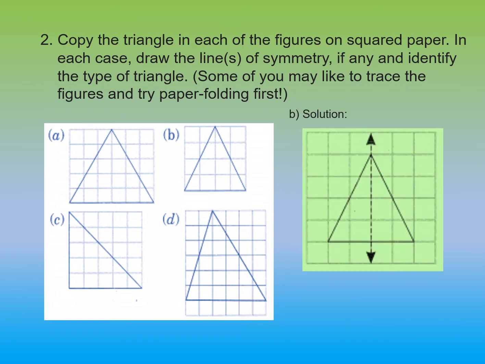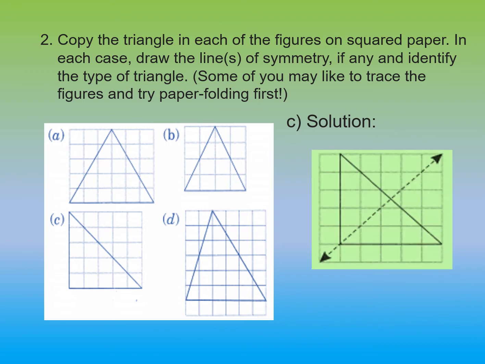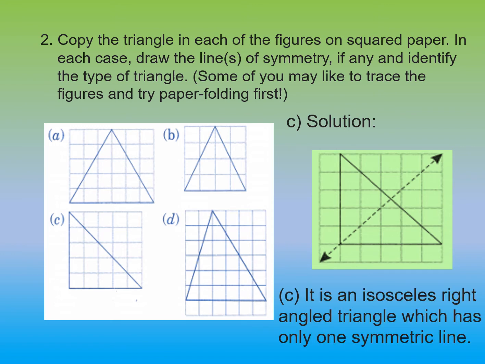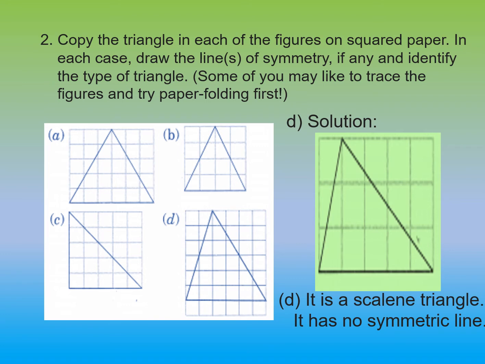Second one, again it's an isosceles triangle, two sides are equal. So it has only one line of symmetry. If you fold this paper, both will match exactly. Third one, it is again an isosceles triangle, two sides are equal. So it has one line of symmetry. D, it is a scalene triangle. None of the sides is equal, isn't it? All sides are different, so no lines of symmetry.